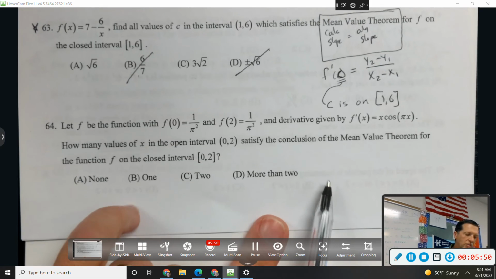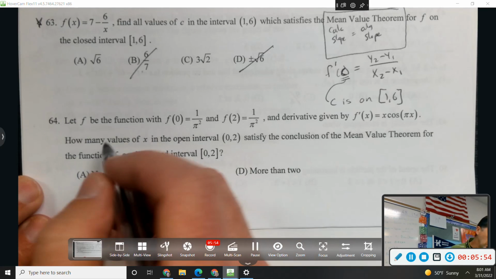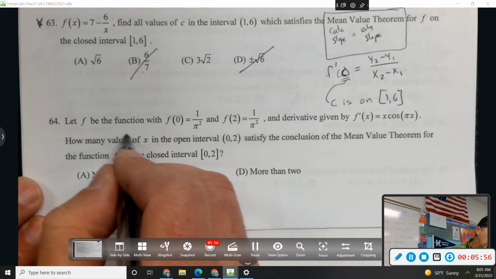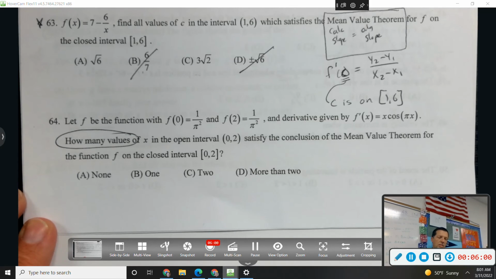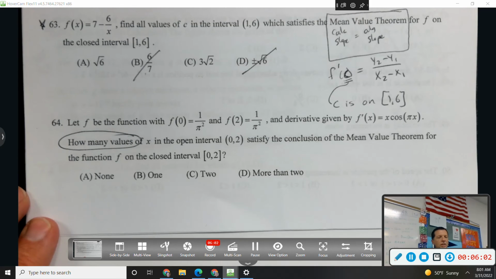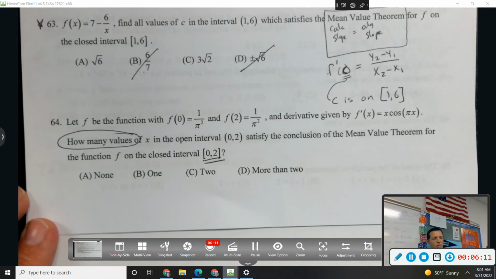64 is a little bit different. I mean, it's similar, but instead of asking you where it happens, it just says how many values are there where it happens. So you set the derivative equal to the slope and figure out how many solutions there are. And be careful again, how many solutions on the interval. If I was guessing, there's probably some that aren't on the interval.